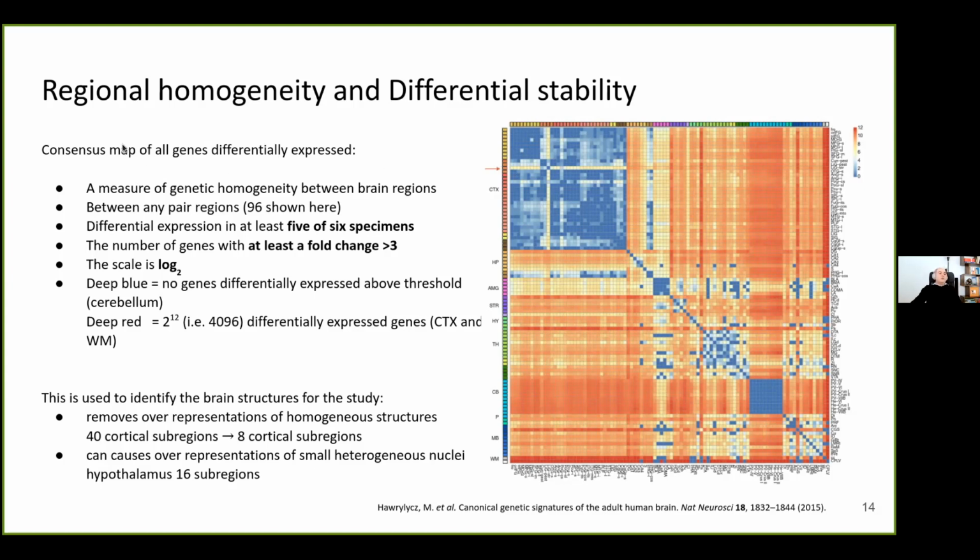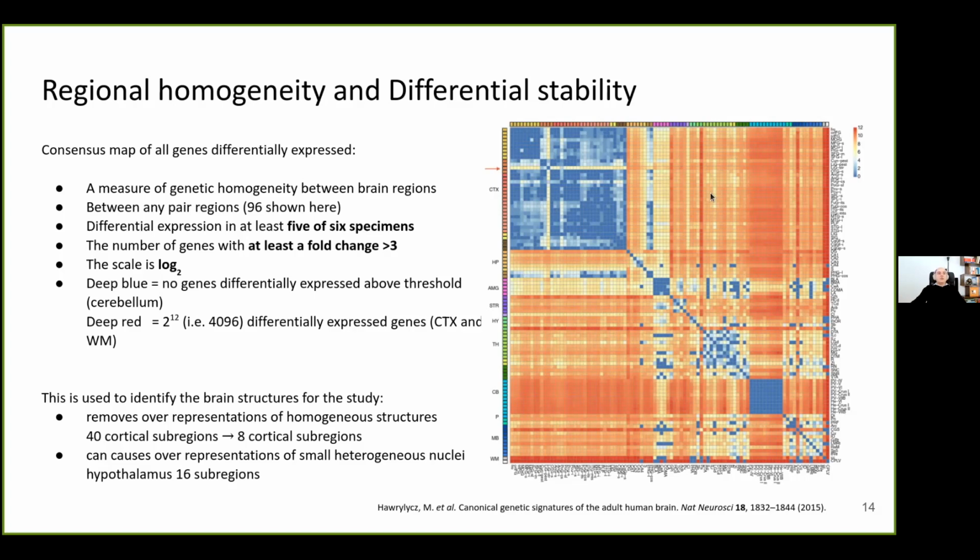In order to look at the gene expression patterns, we needed to define the level that we want to look at. For example, we could look at each tissue sample separately, but there is a high degree of correlation between tissue samples. So first we looked at the consensus map that shows regional homogeneity of gene expression. It was based on pairs of regions, and the question asked is how many genes are differentially expressed between these pairs of regions. The definition is that there is a threefold change in expression level between the two regions, and it's happening in at least 5 out of 6 specimens shown before. The color bar here that goes from 0 to 12 is based on the log2 scale.